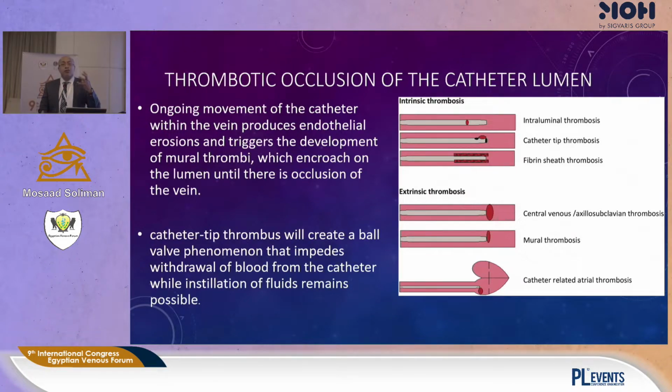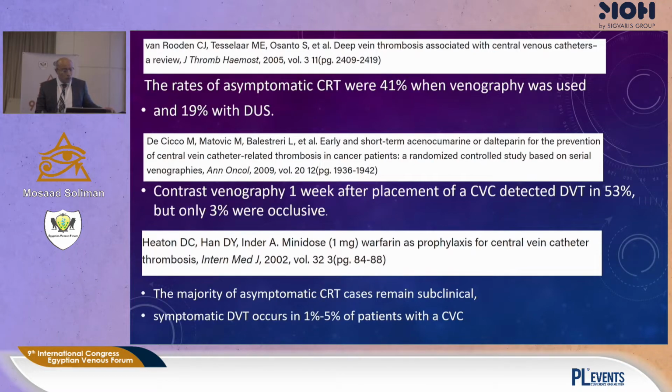The other thing is the formation of a mural thrombus inside the vein. This is induced by the injury of the endothelium, and forms a thrombus around the catheter tip between the catheter and the vein wall. In the majority of cases, catheter-related thrombosis is asymptomatic, and it is only discovered by venography in 41% of the cases, and by ultrasound in 19% of the cases.